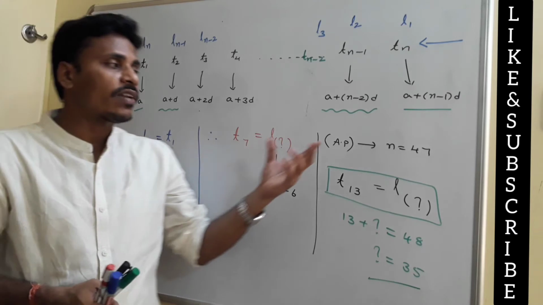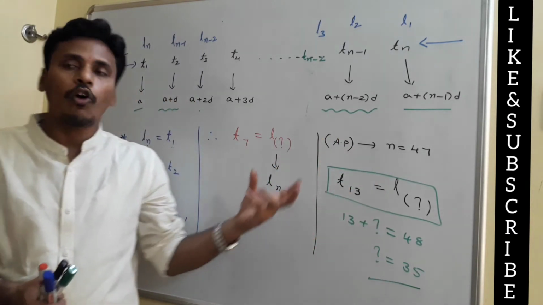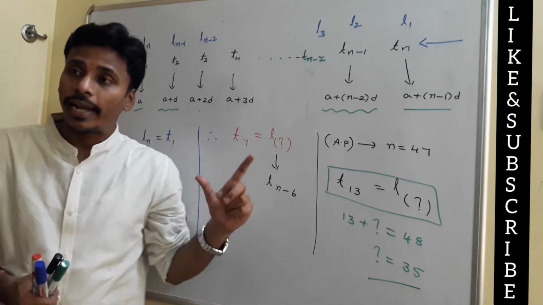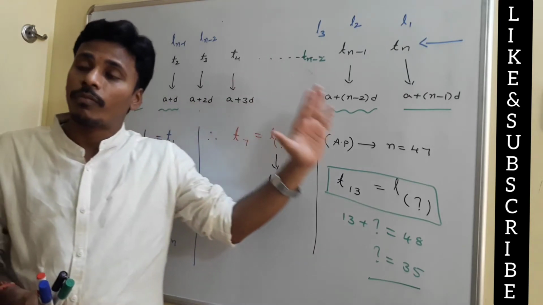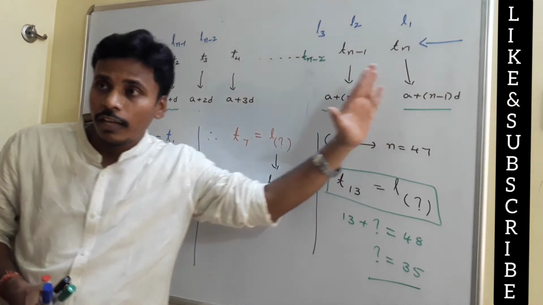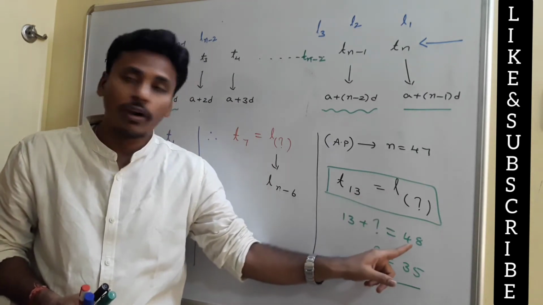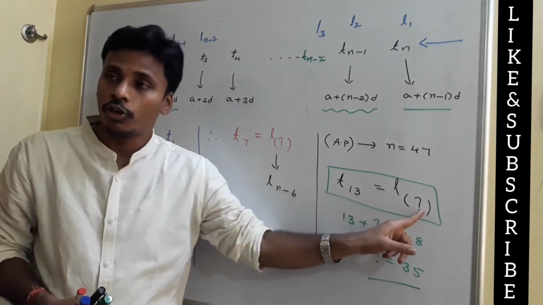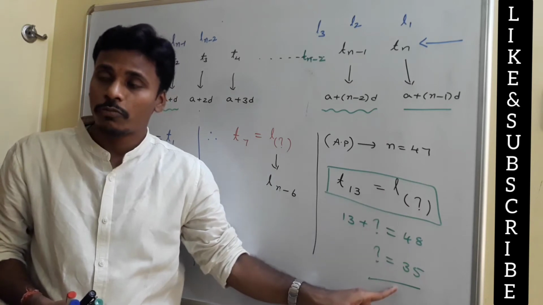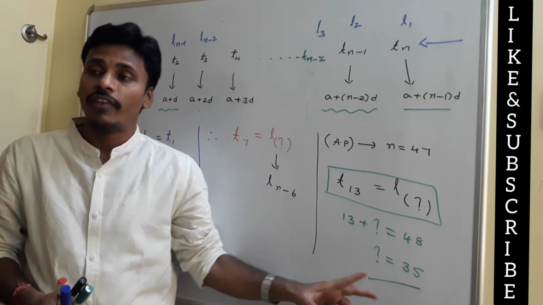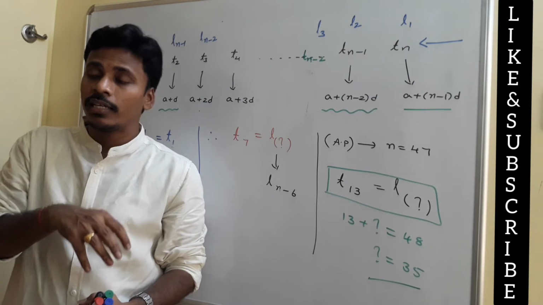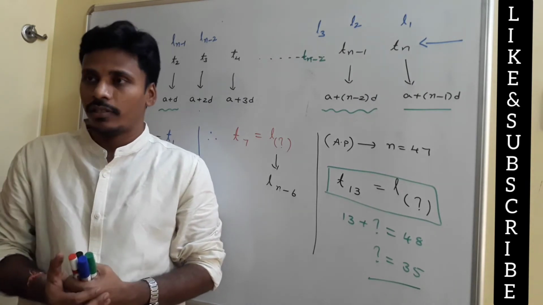So, if I have an arithmetic sequence with 47 terms, then in that sequence the 13th term from the start is equal to the 35th term from the end. Why? If you add the suffixes, it should be 48, right? So add this 13 and question mark, it is 48. So your question mark value is 35. So this is the way to identify the terms from the end of the sequences.